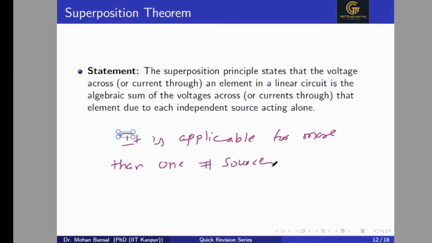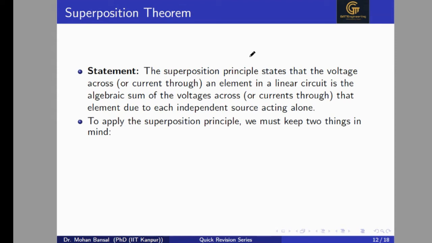Okay, so what is the statement? The superposition principle states that the voltage across an element or the current through the element in a linear circuit is equal to the algebraic sum of the voltage across that element due to each independent source acting alone. If we have to compute the voltage across any element or component when we are given a number of sources, we find the voltage across that component due to only one independent source acting alone, and we deactivate all other sources. So let's understand this statement with a problem.